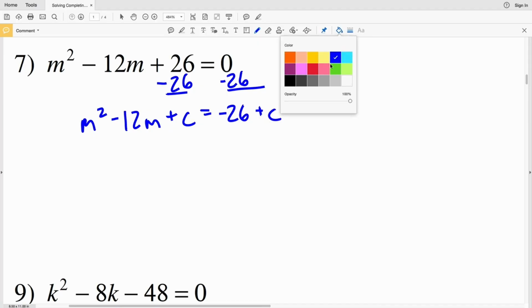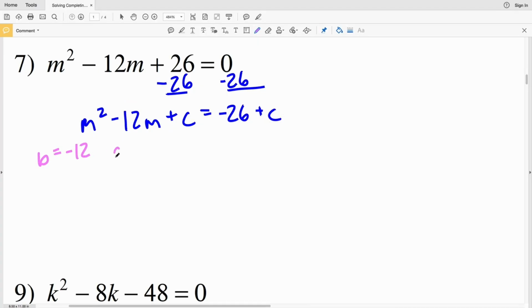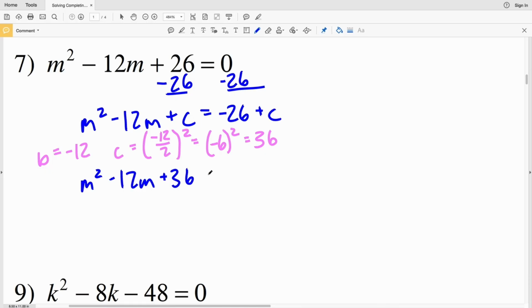Now in order to complete this square, I'll see that my b value is a negative 12, so that means my c value will equal negative 12 over 2 squared. Negative 12 over 2 is a negative 6, and when I square that, I'll get a positive 36. So I'll have m squared minus 12m plus 36 equals negative 26 plus 36.